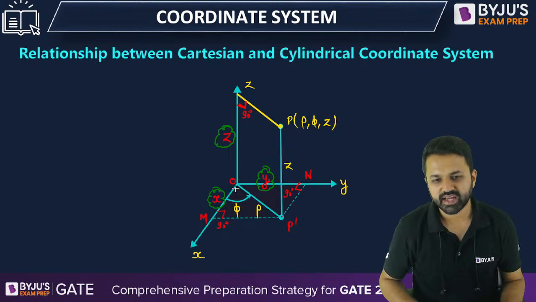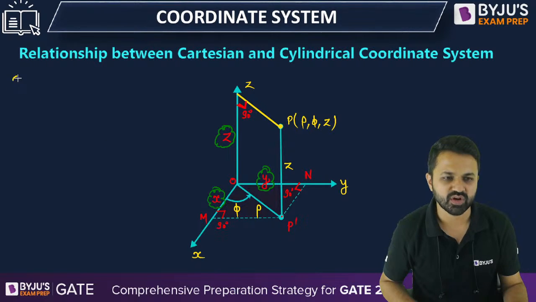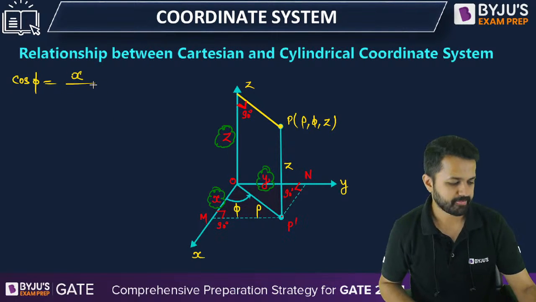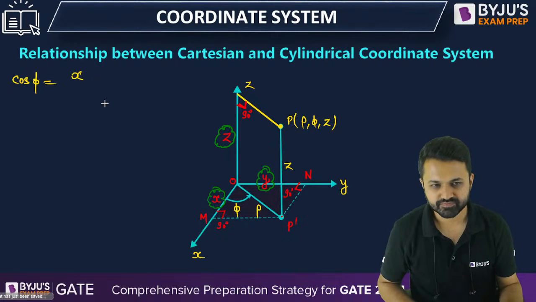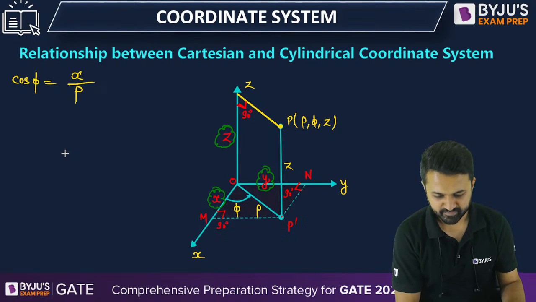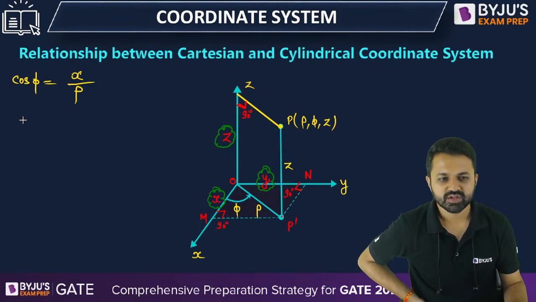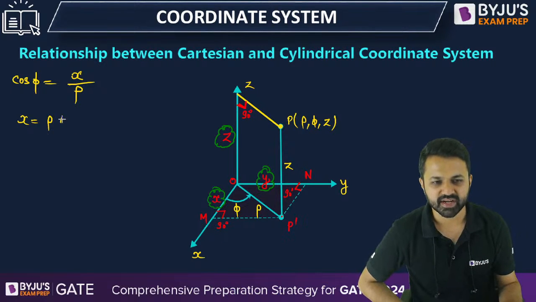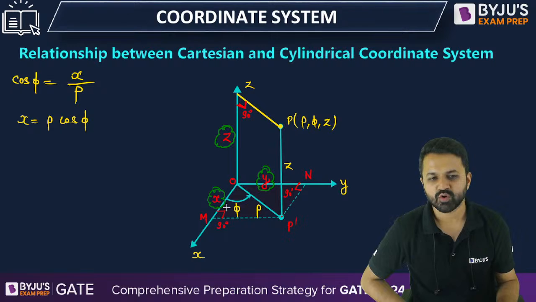Now suppose I take the cos phi. If I calculate the angle cos phi in this particular triangle OMP dash, this cos phi is nothing but x upon rho. Isn't it? X upon rho. So we can call x as rho cos phi. X is nothing but the cos component of rho, rho cos phi.